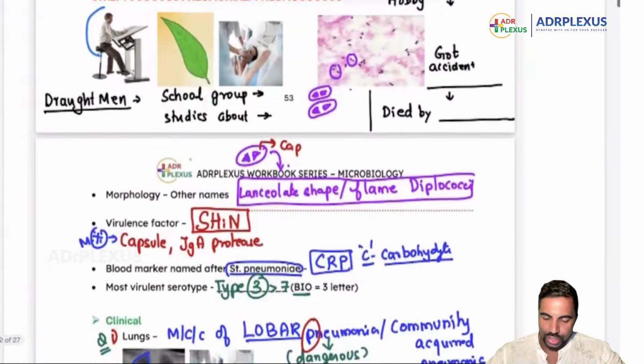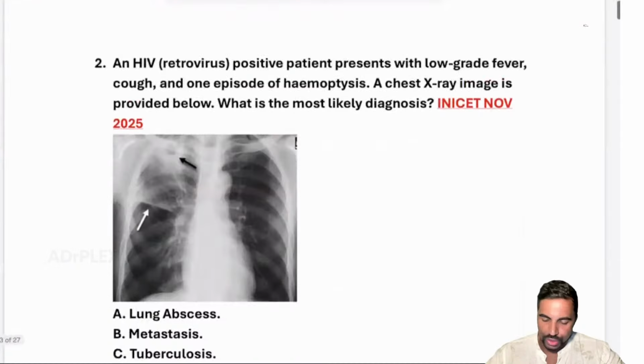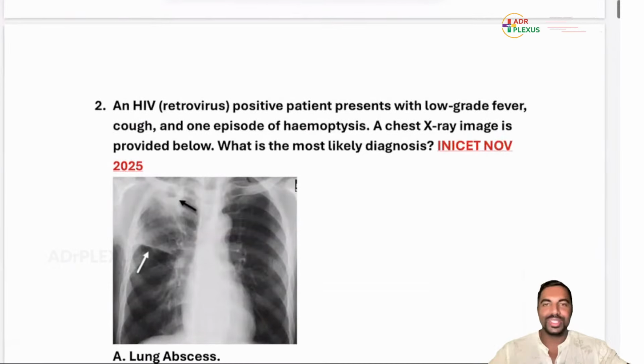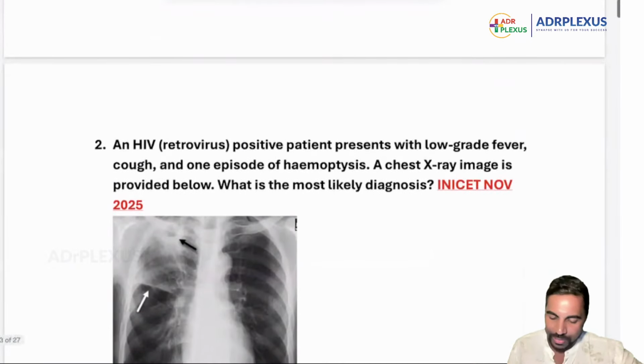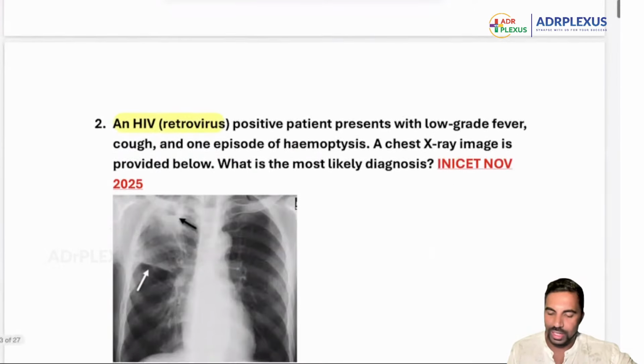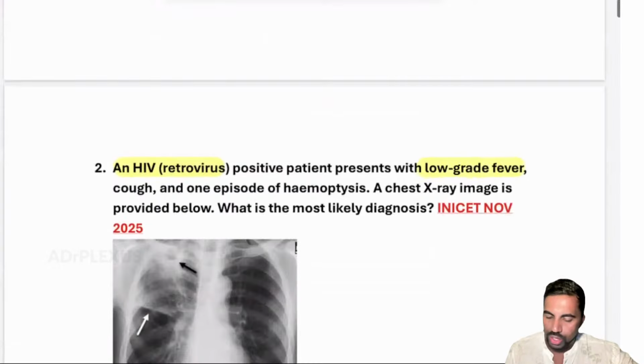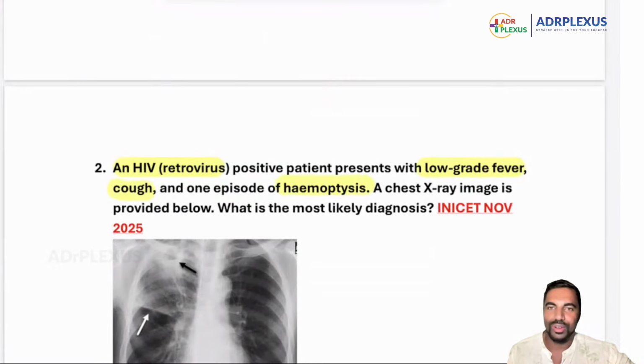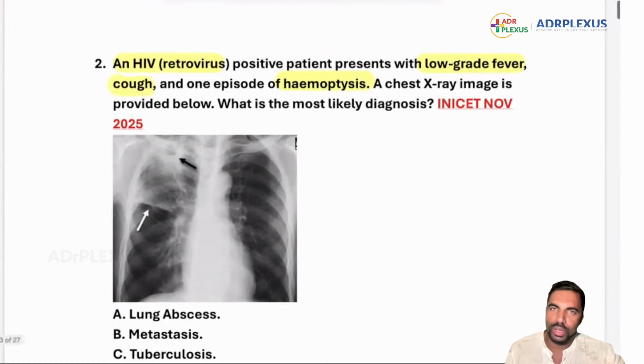Now the next question, which is also very expected. HIV or retrovirus positive, whatever is given, doesn't matter. The patient is presenting with again a low-grade fever, cough, and hemoptysis. Typical symptoms of cough and low-grade fever, for weeks or a month must have been given. A chest X-ray image was given. So it's basically a radiology and microbiology mixed question. There were fibrosis sort of findings. So what is the most likely diagnosis?